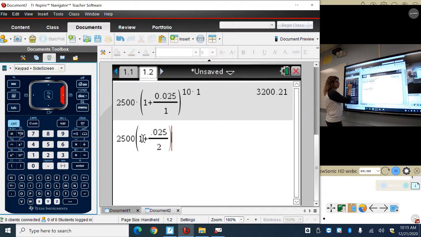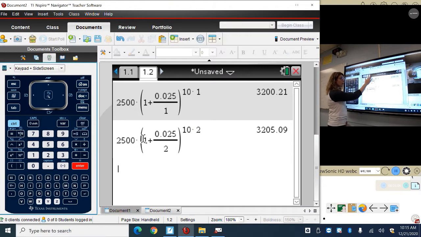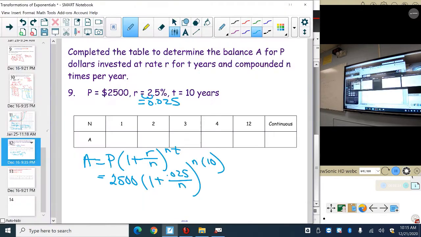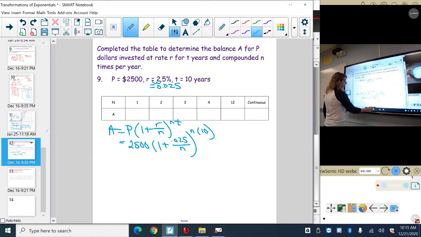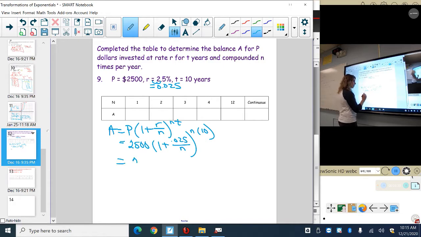Change that to a 2, raise that to the 10 times 2, and hit enter. So it gives me this. And you can do that for every one of them. I am not typing that in every time. So what I'm going to do is come back over to my lovely little graph, and where I see this, I'm actually going to put in an X in place of N.